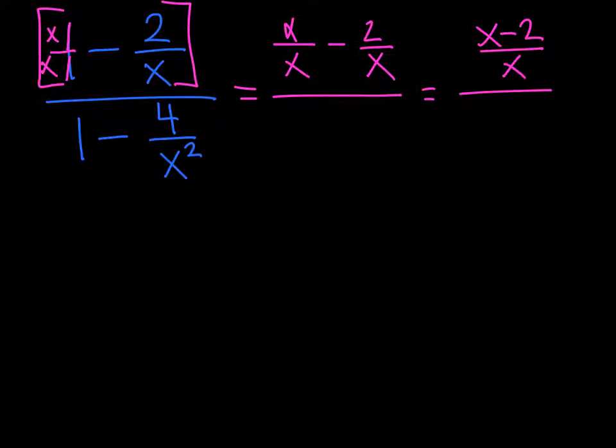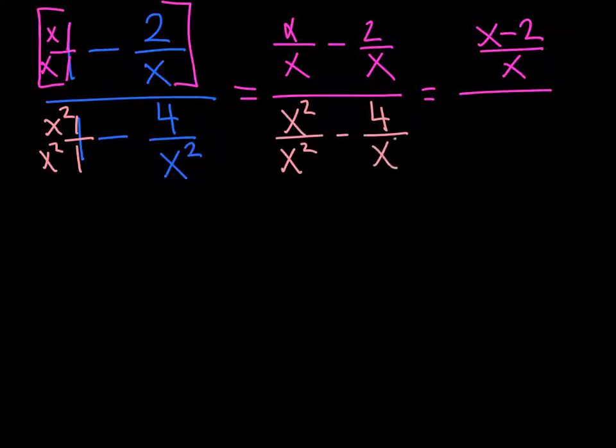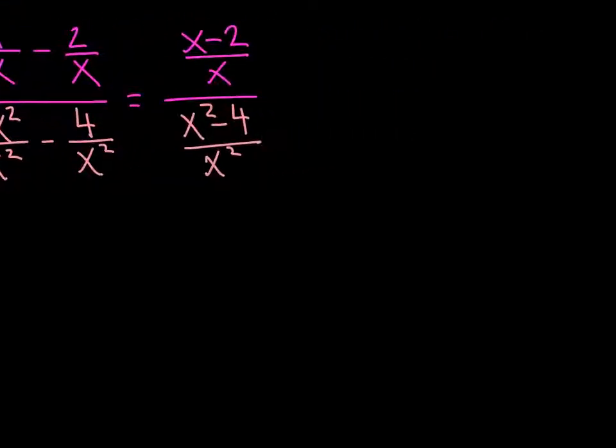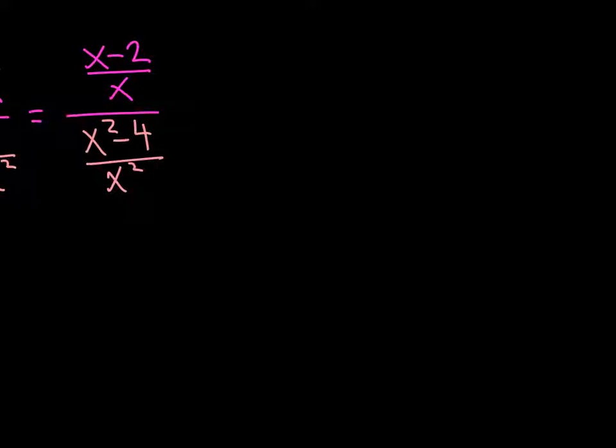So there's my numerator. In the denominator, I've got 1 over 1. Looks like my common denominator is going to be x squared. So I'm going to multiply the top and the bottom of that one by x squared. X squared over x squared minus 4 over x squared. Combine those two into one fraction. And we are cruising.